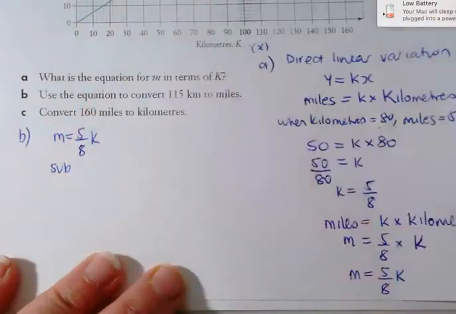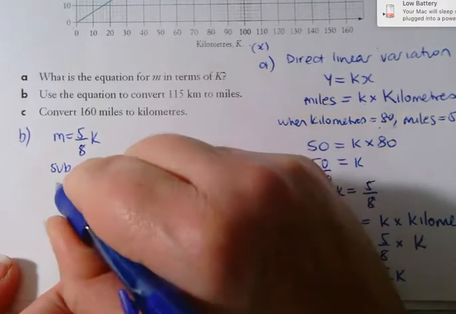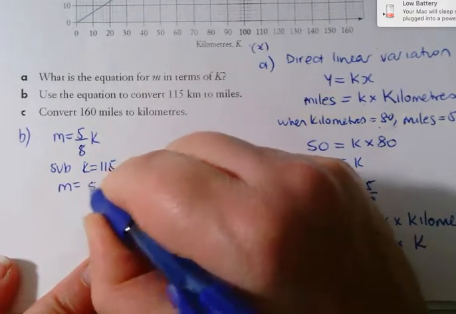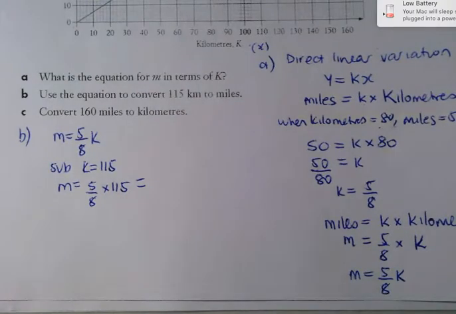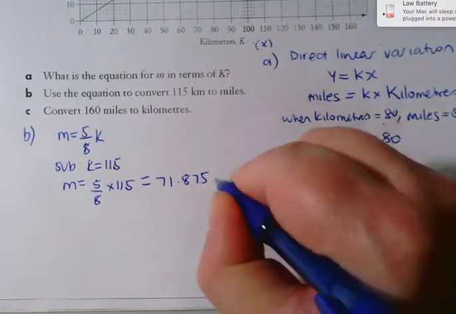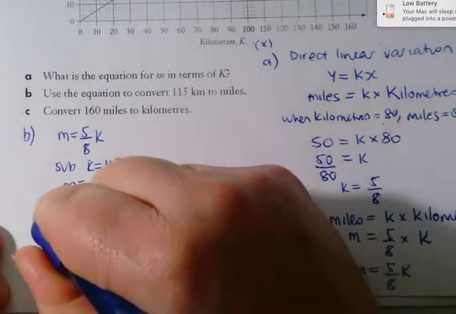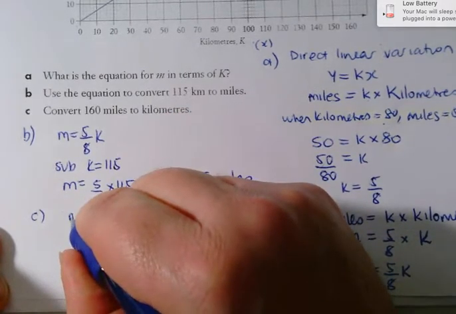So we're going to sub 115 kilometers, K is 115, to find m. So it's 5/8 times 115, which is 71.875 miles. And for part C, we have to convert 160 miles to kilometers.